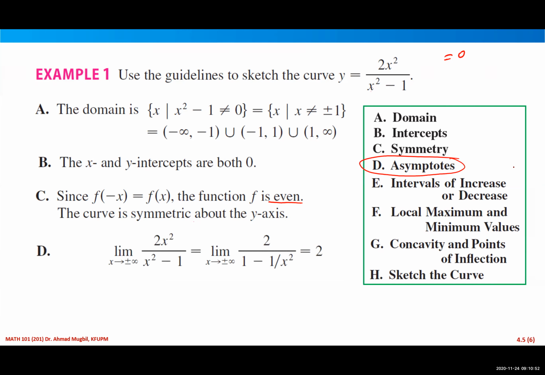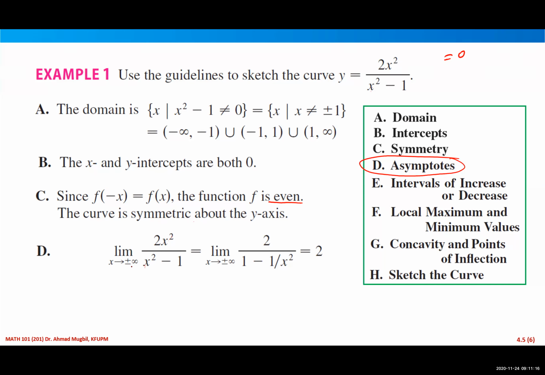Now, to find the horizontal asymptote, let's start because it is easier. Just let x go to infinity, and then to negative infinity. Let's start with positive infinity. If x goes to infinity, you have the same degree, so it will be this over this, which will be 2, the coefficient here over the coefficient here.